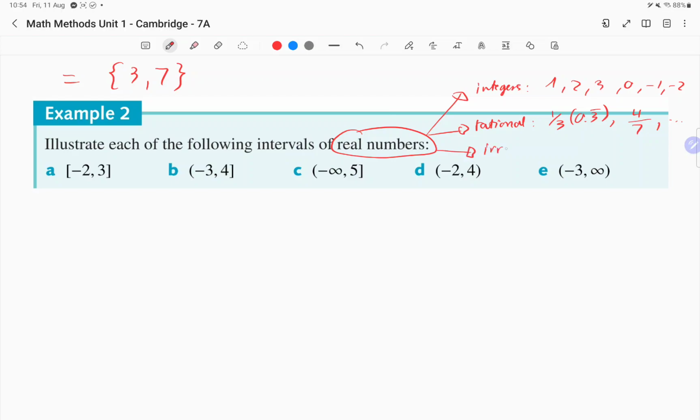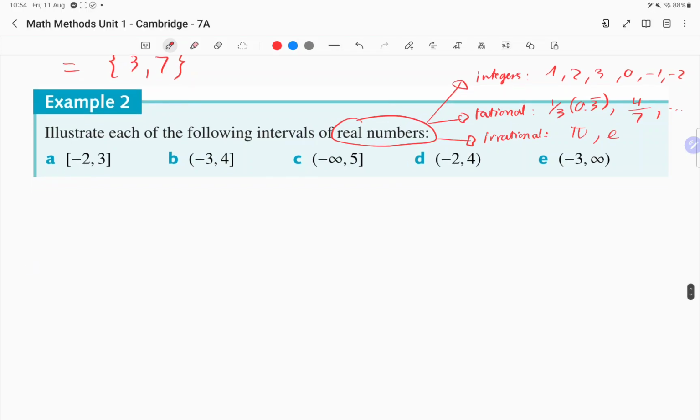And then it also includes irrational numbers. So irrational numbers are numbers like pi, where it's a non-ending number, which is 3.14, keeps on going. I'm not smart enough to remember all of the digits, but just know that pi is an irrational number. And similarly, later you will learn in math methods that the letter e, right, represents Euler's number, and this is also an irrational number. It is a decimal number that never ends.